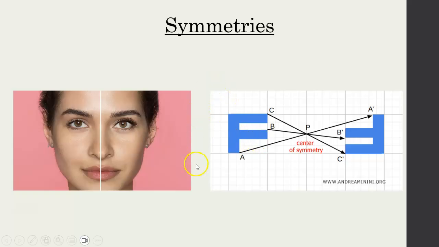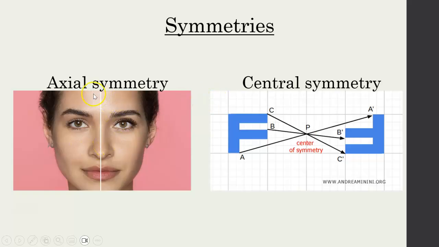What about symmetries? So you're probably familiar with symmetrical things, like a symmetrical face. You might also have seen this maybe in physics or science, this kind of symmetry, which we look at in a second. It's called central symmetry, and this is called axial symmetry. So why do we say axial? Well, you might remember the word axis. Remember in coordinate geometry, you have the x-axis and the y-axis.